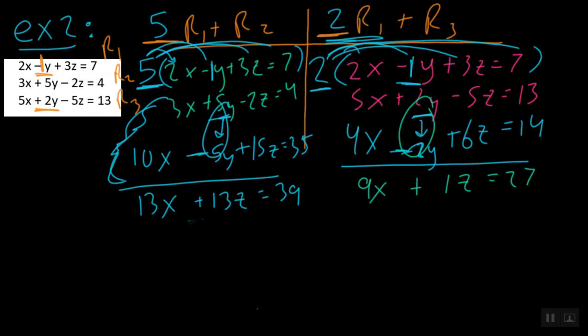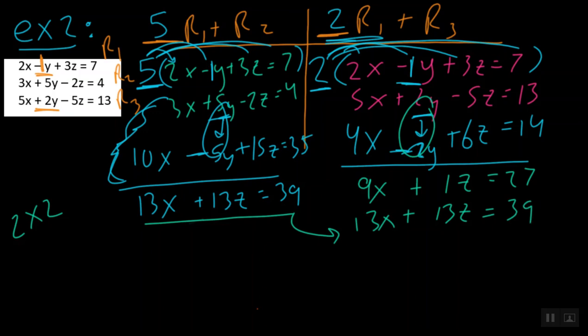We now have a 2 by 2 system. And what we can do is take this two variable equation and put it over here. 13x plus 13z is equal to 39. Now I notice that I have a positive 1z. Remember, positive 1z, that's so easy to work with.